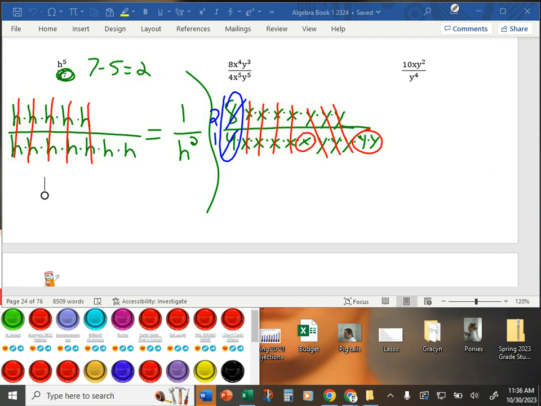So, what do we have left in our numerator? We have a 2. What do we have left in our denominator? We have a 1, which we don't have to write, but we have an x, and we have y times y, which we can write as y squared. So 2 over xy squared is the answer.